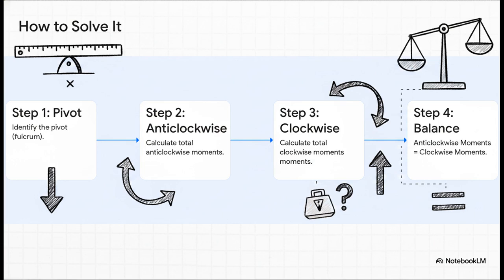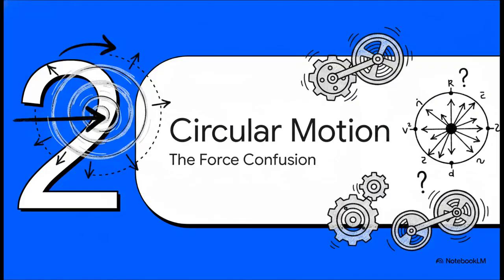So here's how you nail it every single time. Just follow these steps. First, find your pivot. Then add up all the anti-clockwise moments. Next, and this is the crucial part, calculate the clockwise moments, making sure you include the ruler's weight. Finally, you just apply the principle of moments. And just like that, what used to be a trap is now a guaranteed mark for you. Easy.